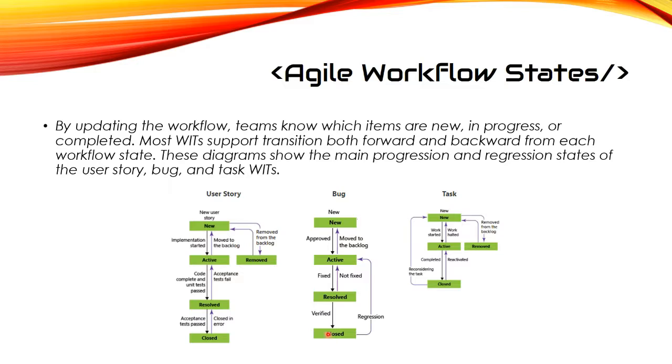Now, if it's unclosed for any reason, then it goes back to active. For a task, it goes from new to active to closed. If it's unclosed, it goes back to new. And again, if you want to remove a task, you can. But here, you cannot remove a bug. So pay close attention to that. So before you move any user stories or any tasks, be sure to talk to your product owner or to your Scrum Master.